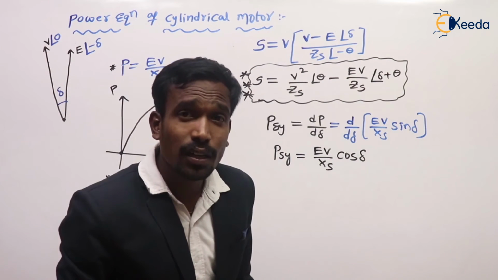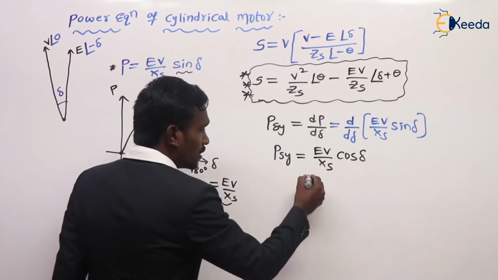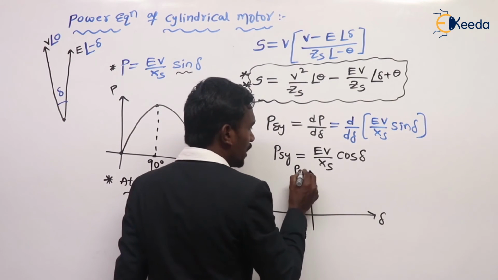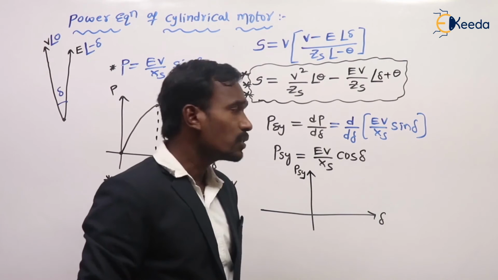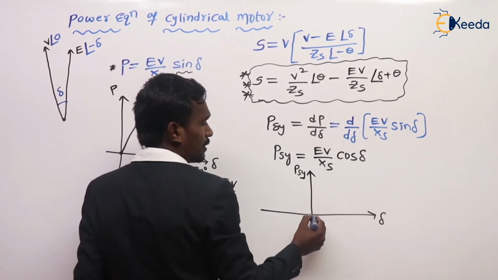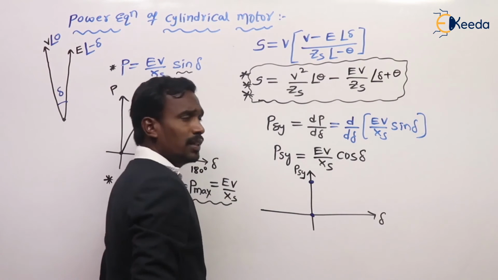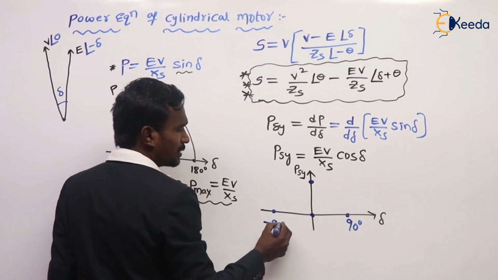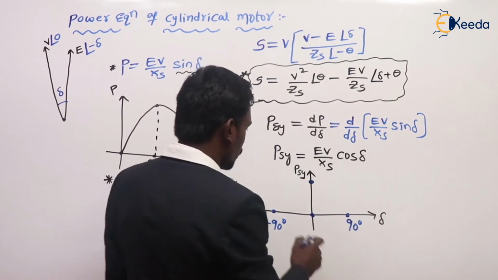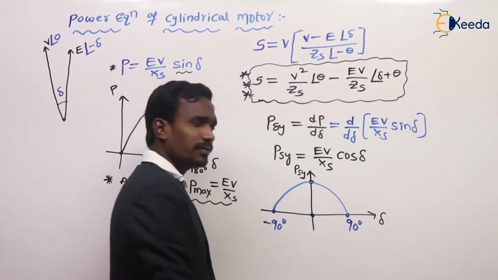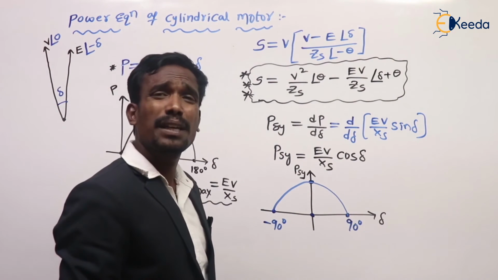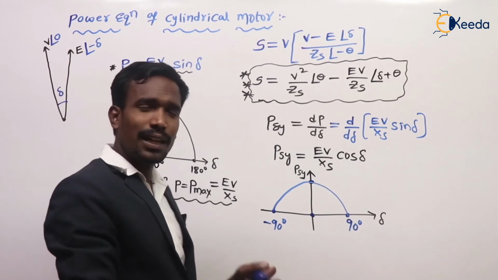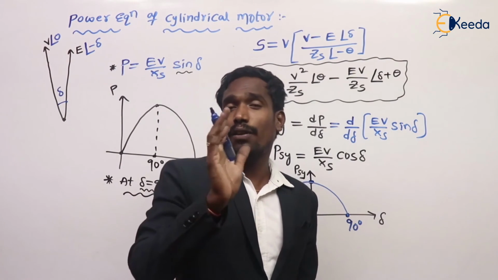Can you draw the load angle curve? Draw it. Here load angle is on the x-axis and PSY on the y-axis. If delta is equal to 0, this is the maximum. If delta is equal to 90 degrees, this is 0. If delta is equal to minus 90 degrees, again 0. So the curve is like a cos. This is the PSY load angle curve.